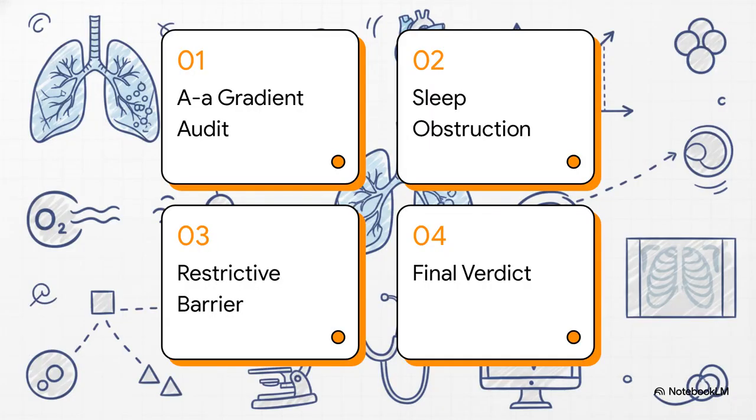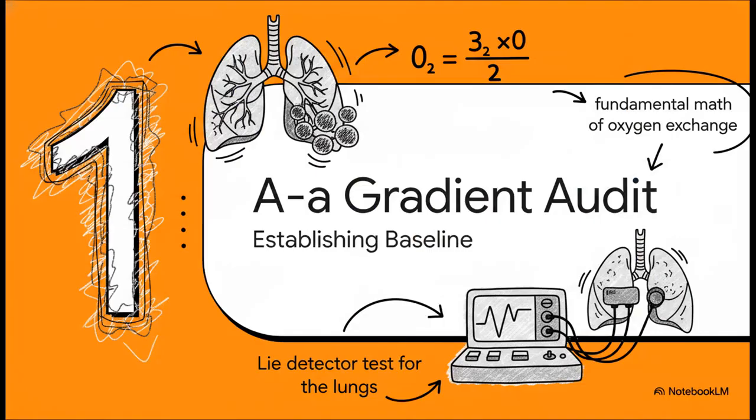Here's our clinical docket for today's explainer. First, the AA gradient audit. Second, sleep obstruction physics. Third, the restrictive barrier. And we'll wrap it all up with the final verdict. Let's dive right into Section 1, the AA gradient audit and establishing the baseline.